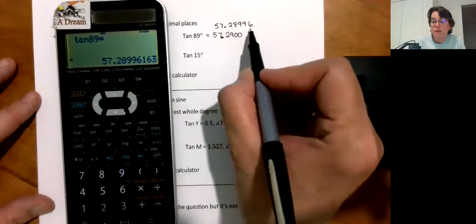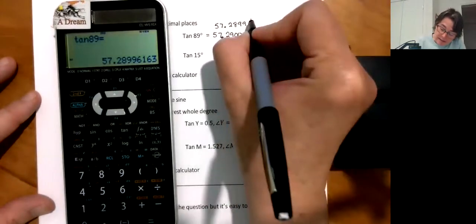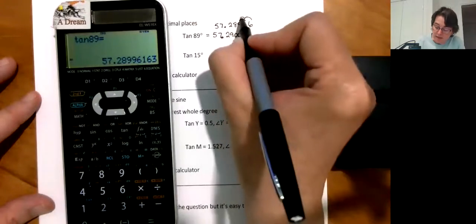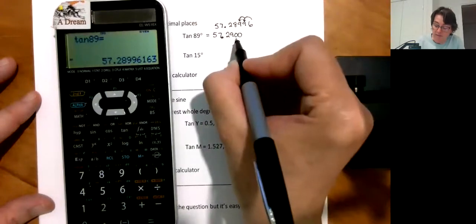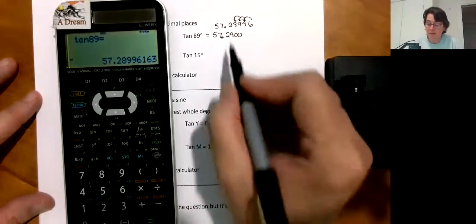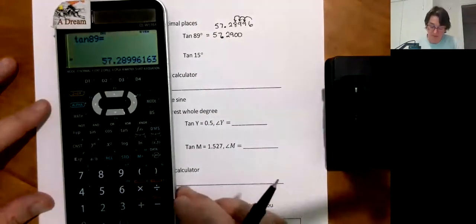You can do it by writing out 5, and then this 6 is going to make that 9 go up to a 0. But then that carries over, and that makes that 9 go to a 0. It makes that one go up. So that's where that number came from.